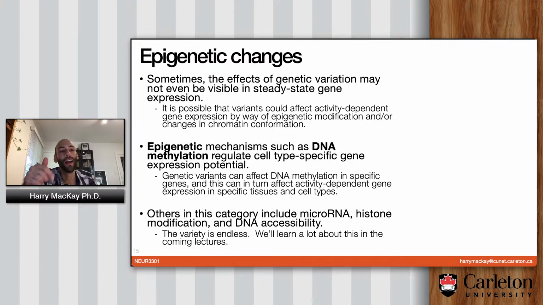You could also look at epigenetics because epigenetics influence how genes are regulated. So DNA methylation, as we will learn, regulates cell type specific gene expression potential, and genetic variants can influence DNA methylation. They can also influence microRNAs and histone modifications and all kinds of other things that we're going to learn about later on. But these are very subtle. Sometimes they're not even evident as changes in expression. They're below that level even. And of course, they are also cell type and tissue specific.